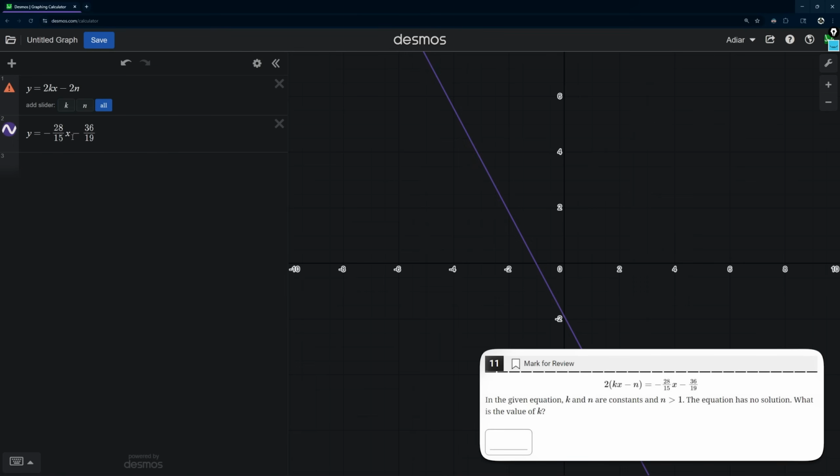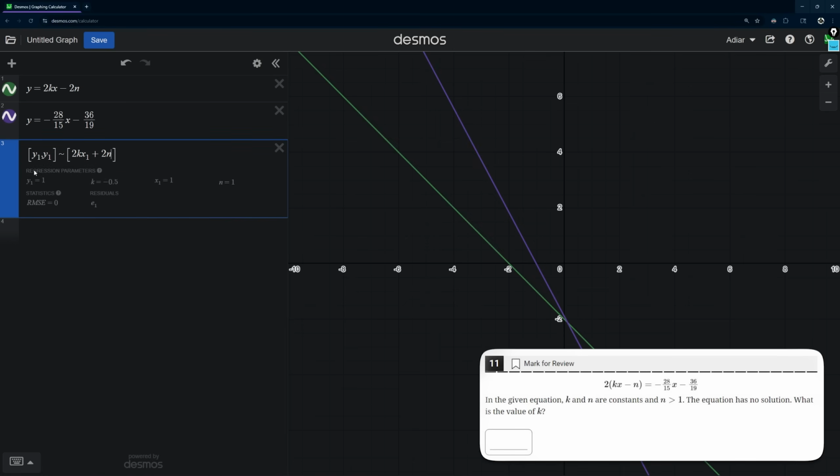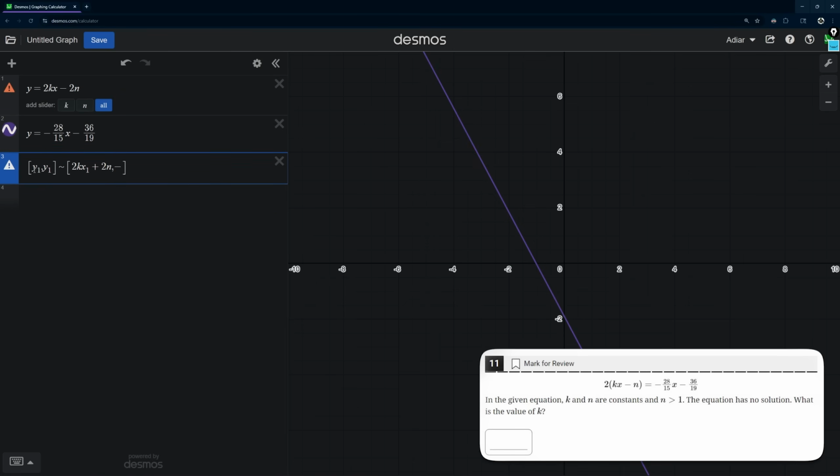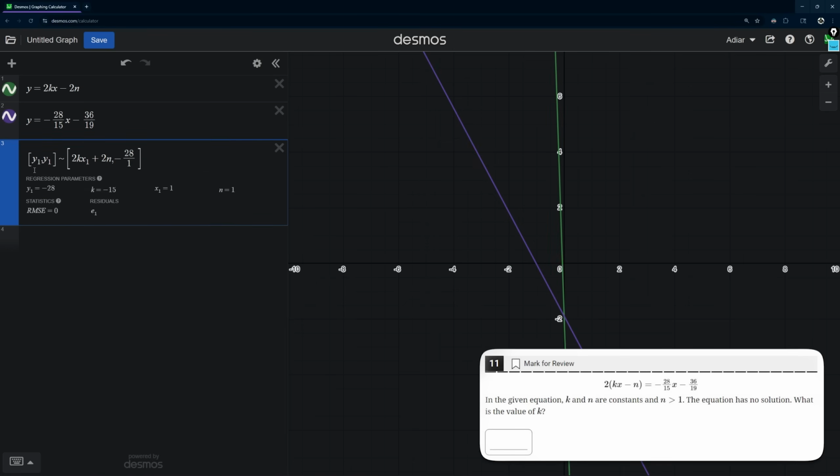Now, sometimes we're given two lines and they're not as easy to find the slope of. In this case, it's very easy because we already have it in y equals mx plus b form, but sometimes we don't. So a super clever way to do these types of problems, and I'm sure we'll encounter more later on, is by setting them up as a system of equations. So y1, comma y1, and 2kx1 plus 2n, comma negative 28 over 15 x1 minus 36 over 19.